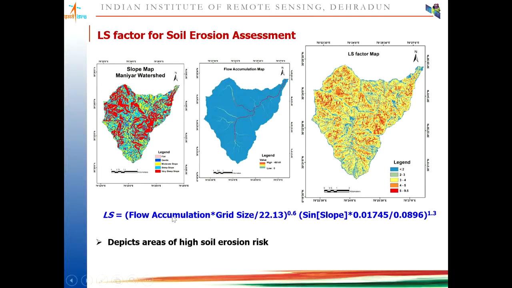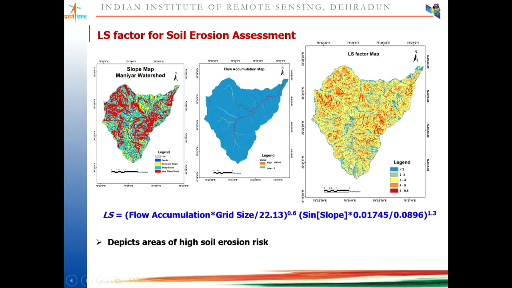So the slope length we can also calculate with the help of the flow accumulation map. We take the flow accumulation map, multiply by the grid size, which means pixel size, divide by 22.13, to the power 0.6. How has 22.13 come? Tomorrow I will show that this value was taken from the empirical equations in the erosion models, so it is a constant. So 20 divided by 22.13 to the power 0.6, and the sine of the slope map to the power 1.3, we can generate the LS factor map.